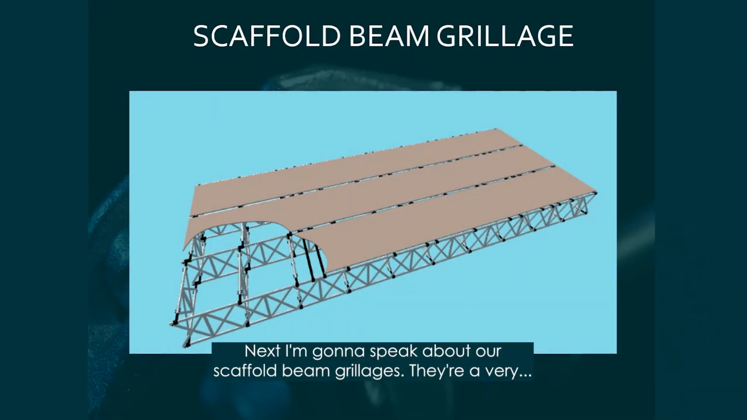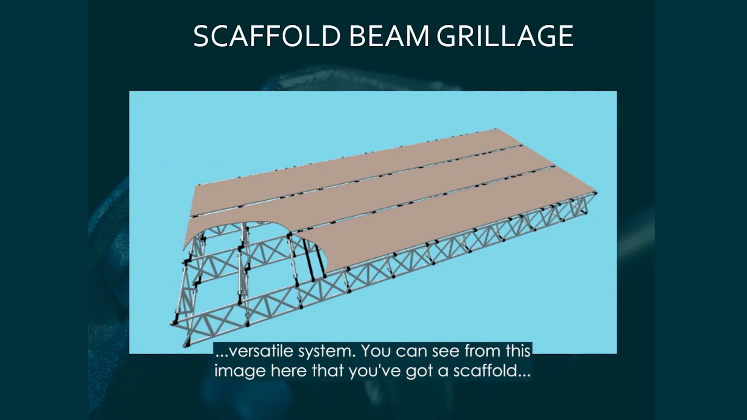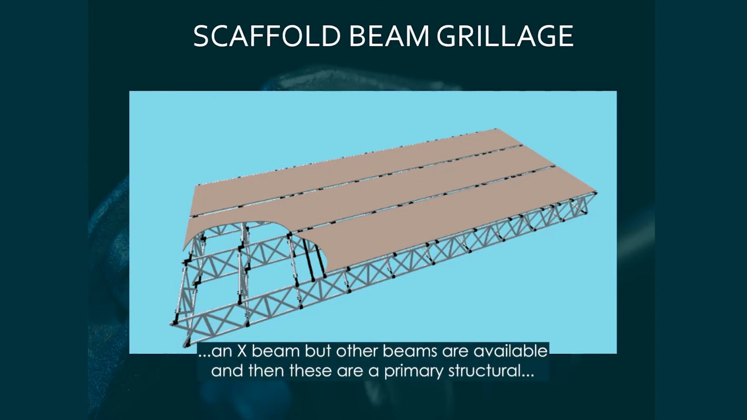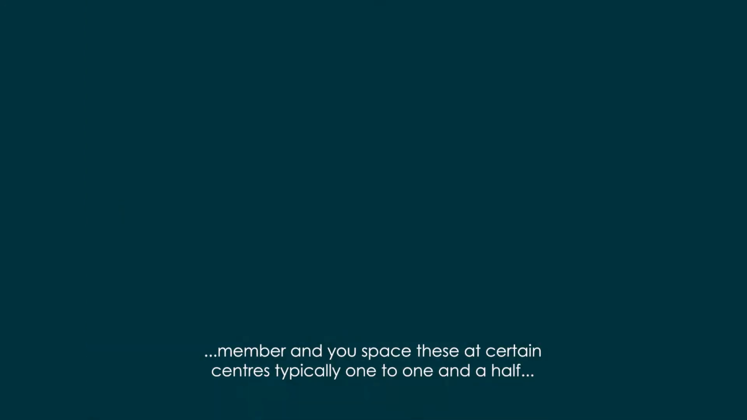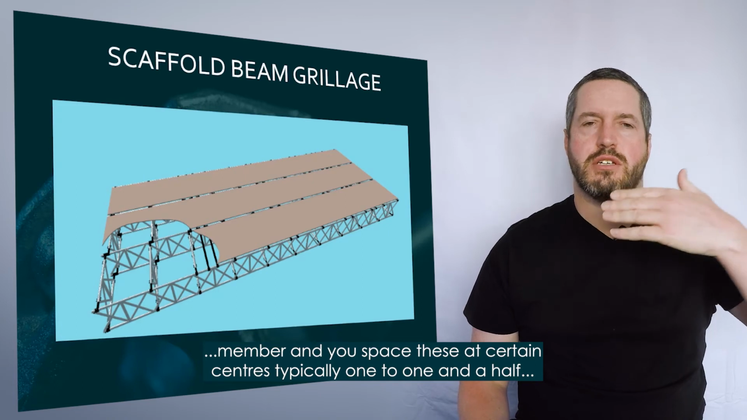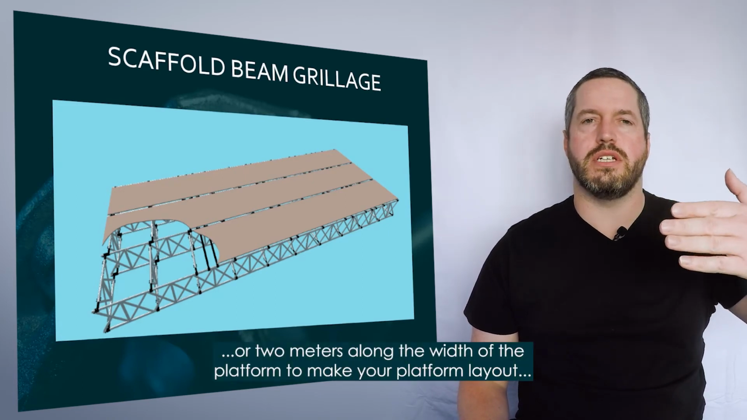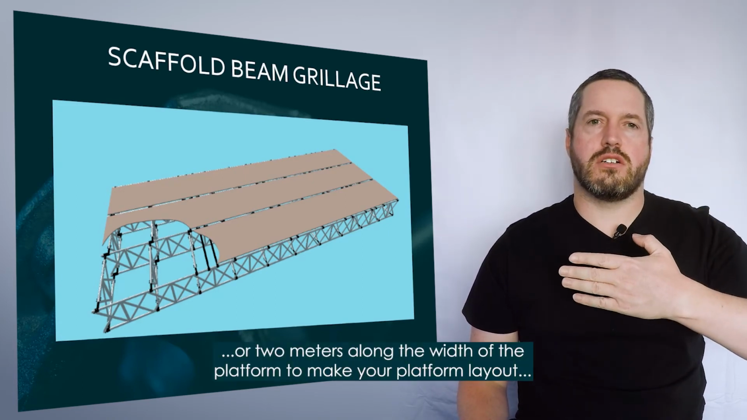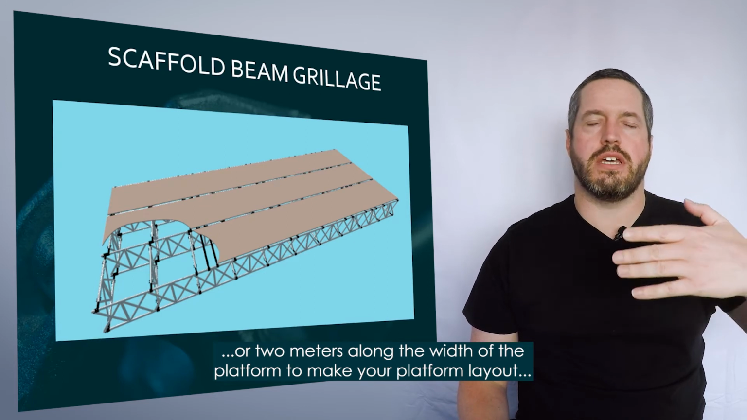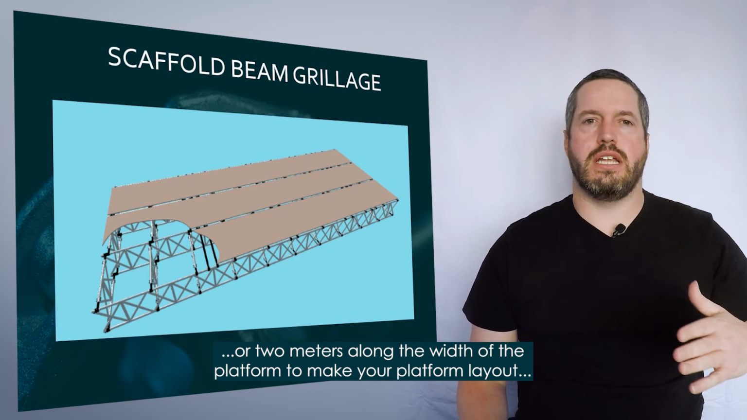Next item I'm going to speak about are scaffold beam grillages. They're a very versatile system. You can see from this image here that you've got a scaffold beam that spans between two points. The beam in question in this image is an X-beam, but other beams are available. And then these are the primary structural member. And you space these at certain centers, typically 1 to 1.5 or 2 meters along the width of the platform to make your platform layout.